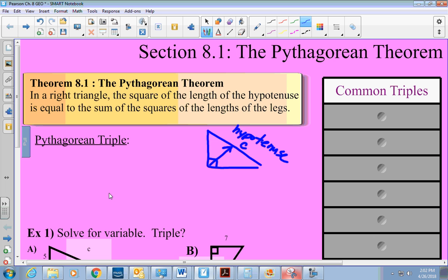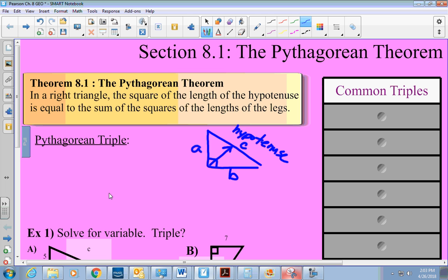Then it doesn't matter who you call A and B. I usually go left one A, right one B. So I'll usually say A here and B here. So your hypotenuse is always C, and your A and your B are just either one of the legs.